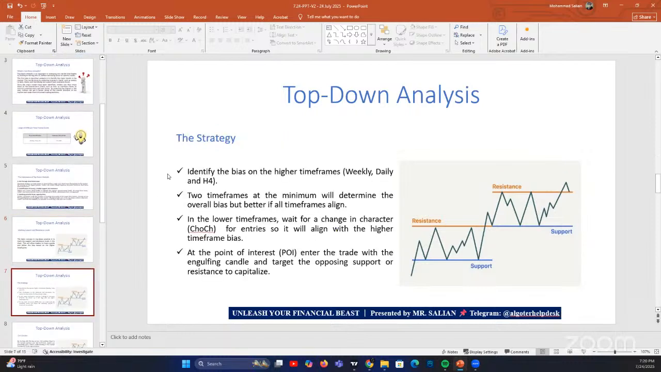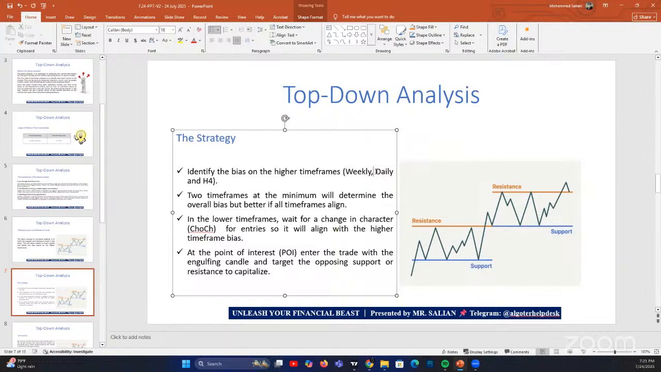Now, the strategy. This is the strategy we should follow, my friends. Screenshot this, and you can follow this strategy at any given time of the day. Number one, we must identify the bias on the higher time frames. We start with the weekly, daily, and H4. We will do this step by step as we go on the chart later on.